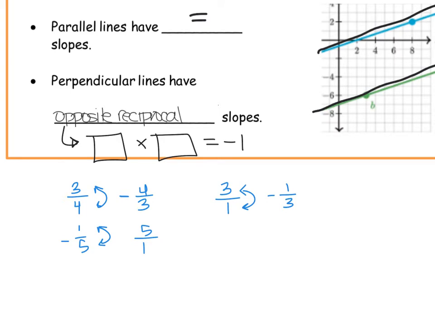And again, the property of opposite reciprocals is if I multiply these numbers by each other, I will get negative 12 over 12, which is negative 1. I will get negative 5 over 5, which is negative 1. I will get negative 3 over 3, which equals negative 1.